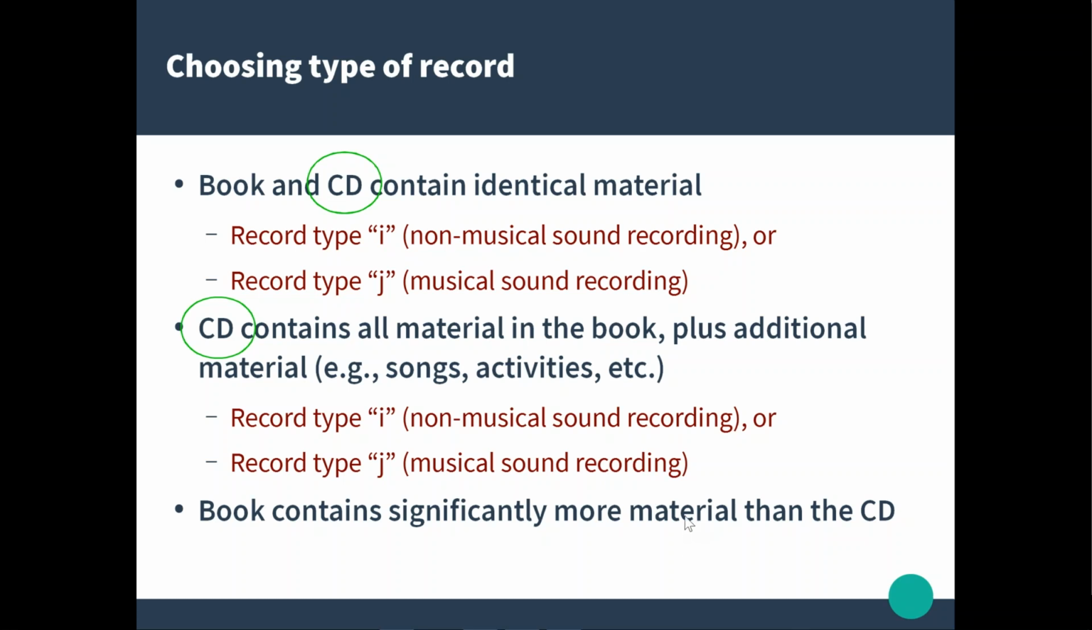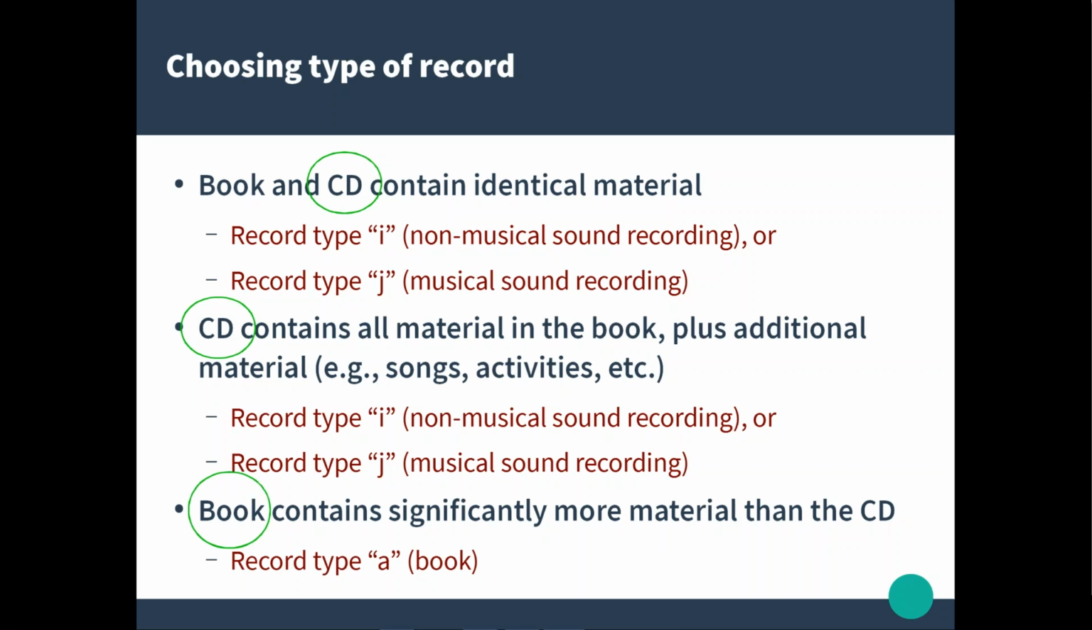So for this last one, the book contains significantly more material than the CD. What record type are we choosing with that one? I'm not getting any responses. I'll go ahead. So book, and that one's the easy one where it can be just the record type A. Okay.